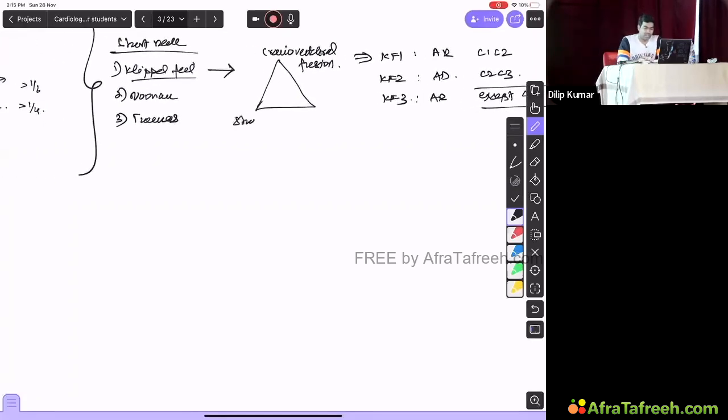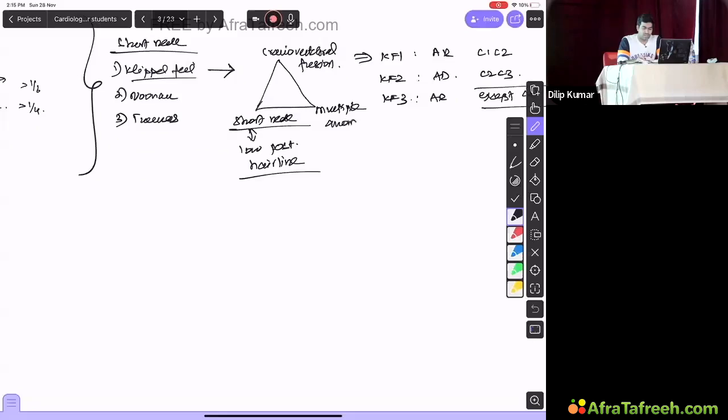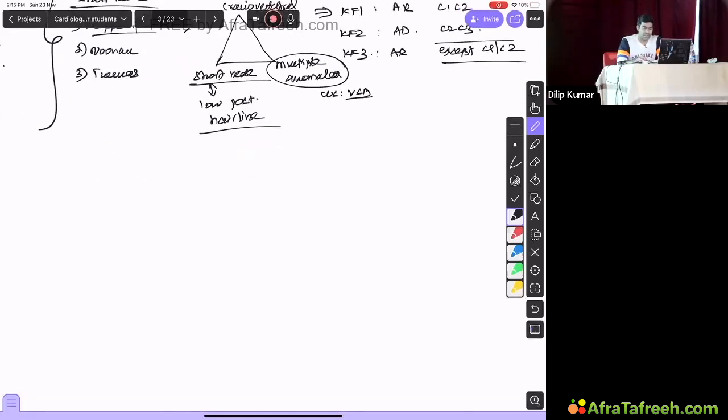Next, obviously, because we are discussing under short neck, the second feature of Klippel-Feil is short neck, of course. And an associated feature of short neck is what? Low posterior hairline. This is a very associated feature of short neck. Then apart from that, patients will have multiple other anomalies. So what are the multiple anomalies the patient can have? They can have CVS anomalies, which is very commonly a VSD, or they can have scoliosis, spine abnormality. Again, that is because of the abnormal development of the spine only, because of craniovertebral fusion.